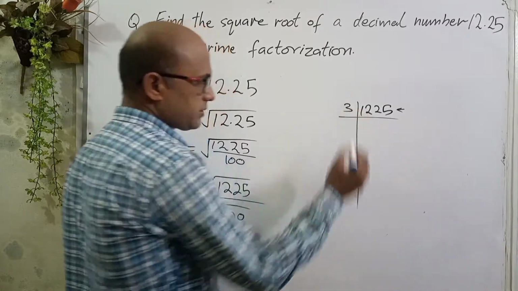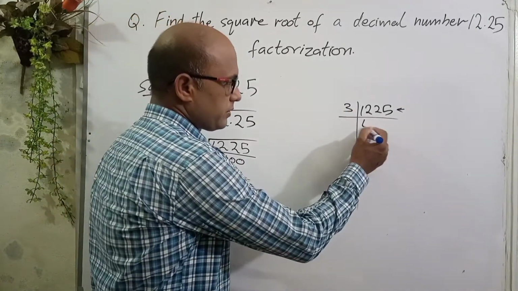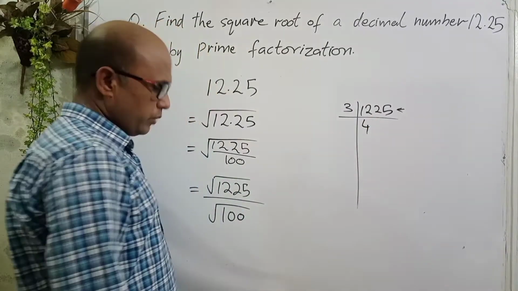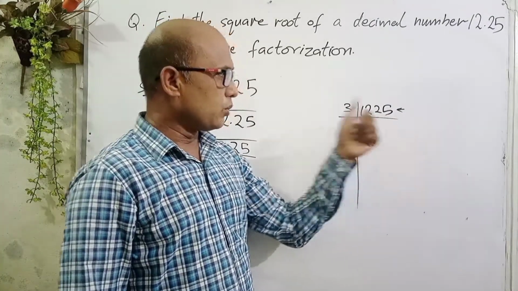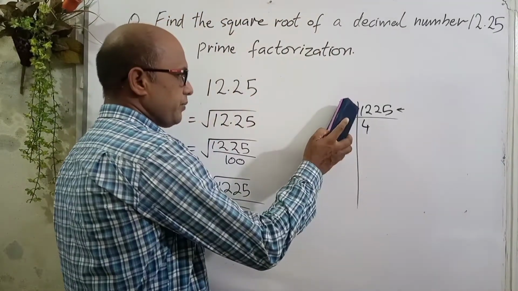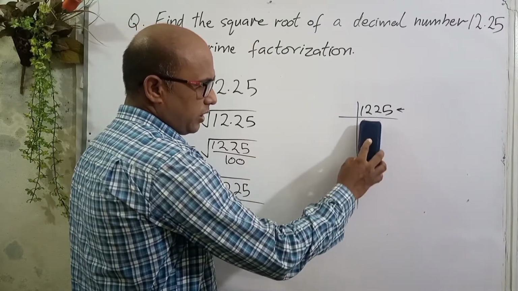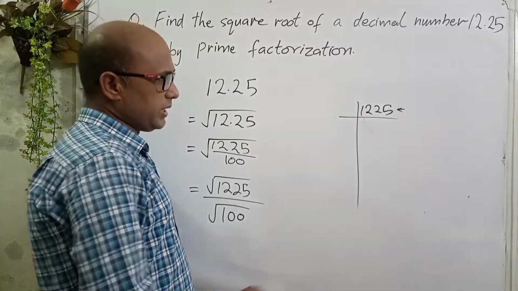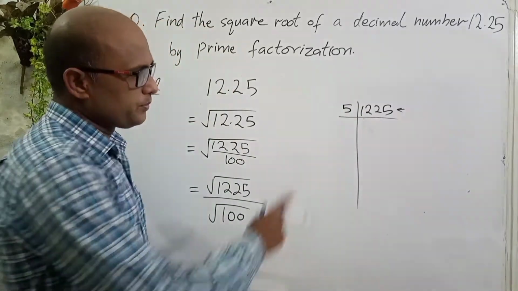Start with 3 first. 3 4s are 12. The next number is 25. We'll see, is 25 divisible by 3? No, 25 is not divisible by 3. So students, 3 is not an appropriate number. It is not suitable, or 1225 is not exactly divisible by 3. So let's try the next prime number, which is 5.